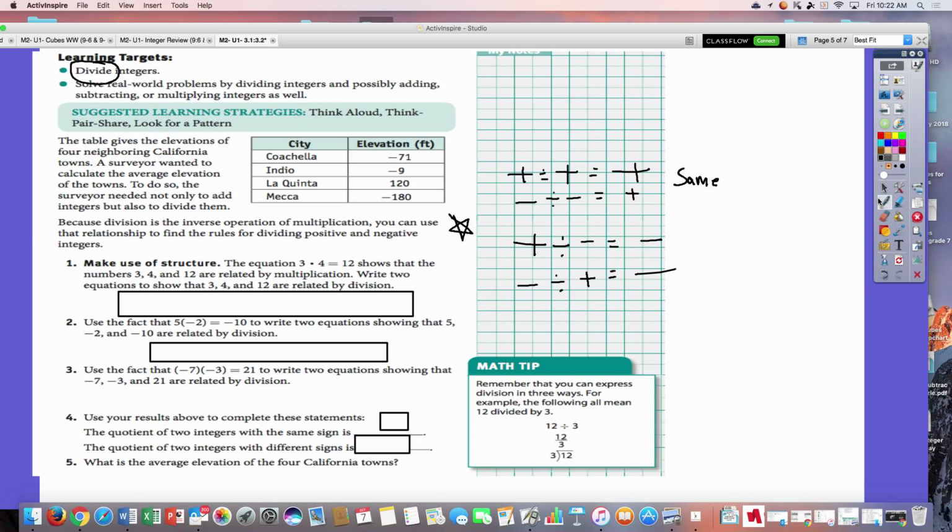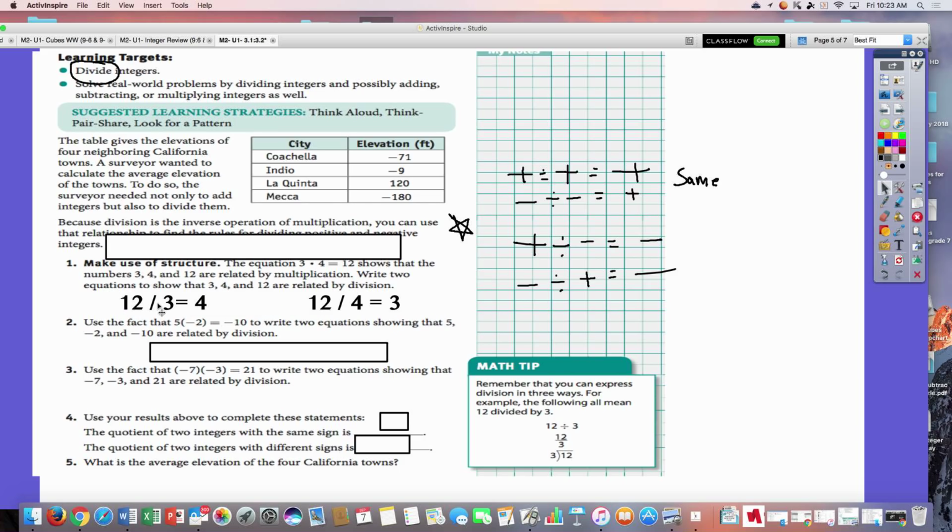Let's look at number 1. It says the equation 3 times 4 equals 12 shows the numbers 3, 4, and 12 are related by multiplication. Basically, we write a fact family for that. Remember we used to do that a few years back? Fact family. So if 3 times 4 equals 12, how can I use 12 and these two numbers to show that it's related by division? Write that down. Bacon! Welcome back. 12 divided by 3 is 4, and 12 divided by 4 is 3.